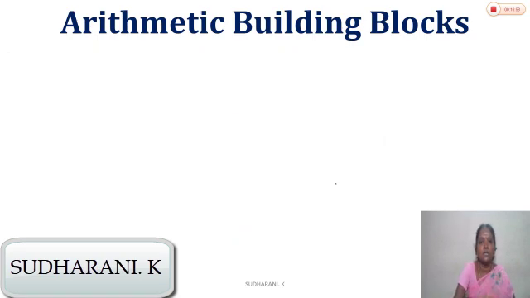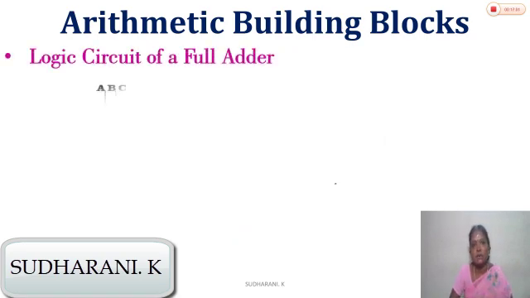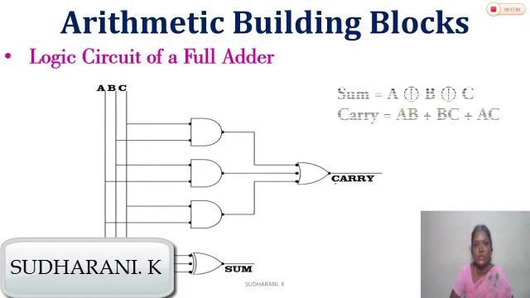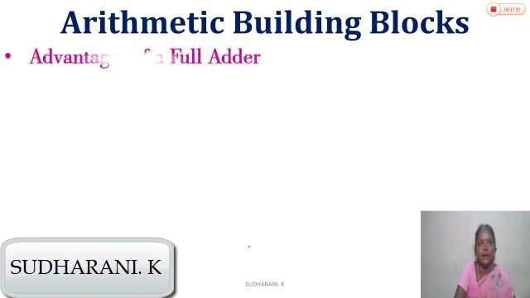So the logical circuit that results for the full adder will be this. The sum is implemented using a 3 input exclusive OR gate, and the carry output is implemented using the expression AB or BC or AC. So this will be the logical circuit of a full adder.